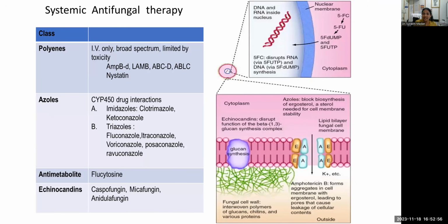So this was my last case and a few more slides. If we talk about the various agents for the treatment of candidemia or invasive candidiasis, we have polyenes and echinocandins, which are the cidal agents. And then we have azoles and antimetabolites, that is flucytosine, which are the static agents. Amongst these, flucytosine should not be used alone because of the risk of fast development of resistance. So it should always be used in combination, usually with amphotericin B.